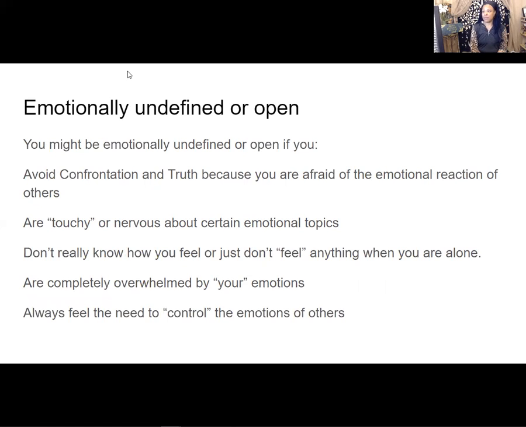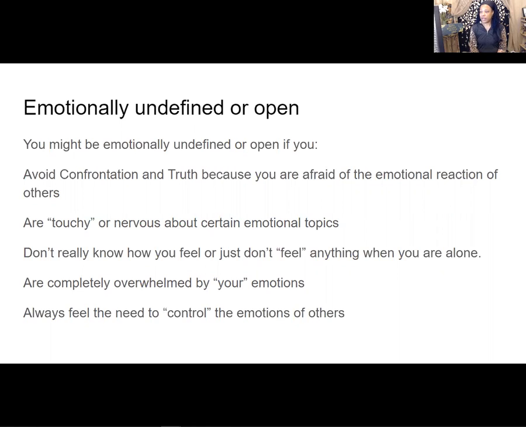In addition, you might be emotionally undefined or open if you avoid confrontation and truth because you're afraid of the emotional reaction of others. It's not so much that what you're feeling is the problem, but that what's coming from other people is the problem. You might be undefined or open emotionally if you're touchy or nervous about certain emotional topics. Can't tolerate talking or feeling or looking at emotional things. You also might be undefined or open if you don't really know how you feel, or you just don't feel anything when you're alone.